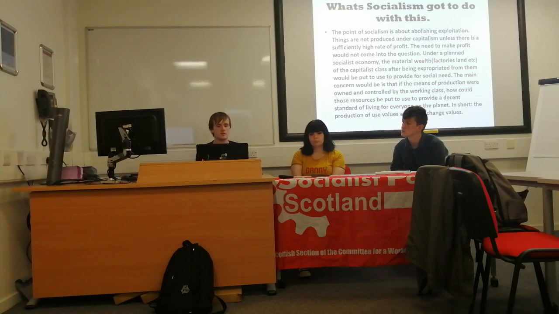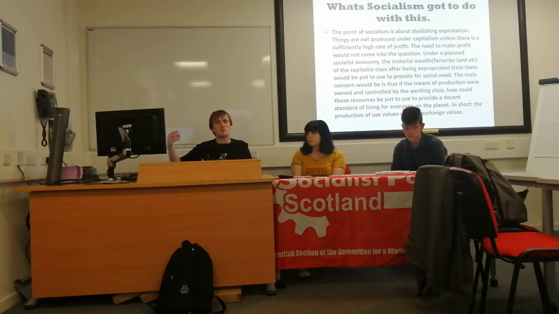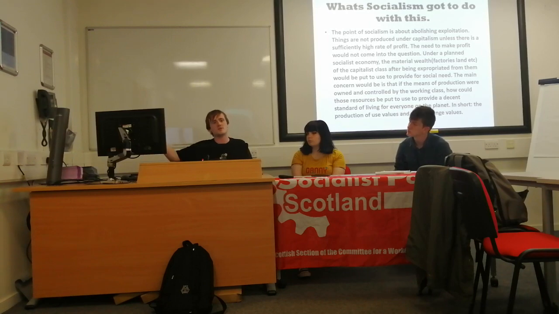Under a planned socialist economy, material wealth, factories, land, banks, whatever, would be expropriated from the capitalist class, expropriated by the expropriators in that sense, because we were expropriated during the process of primitive accumulation, with the forcing of peasants walking into the towns to become the new working class. That was expropriation. And when Marx talks about expropriating the expropriators, that's what he's talking about. So after that, it would be put to use to provide for social need.